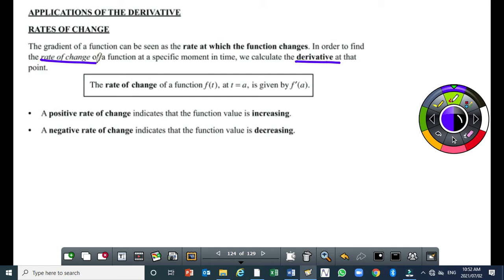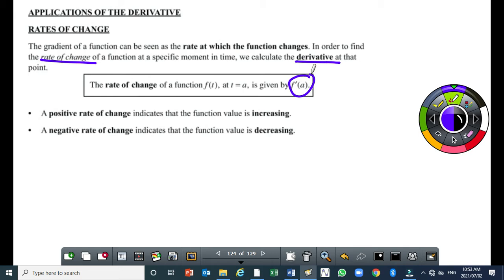F prime means gradient. Gradient where x is equal to a. That's what this means. Okay? So the most important thing is just know how to find gradient using rules. Be a master of finding the first derivative.